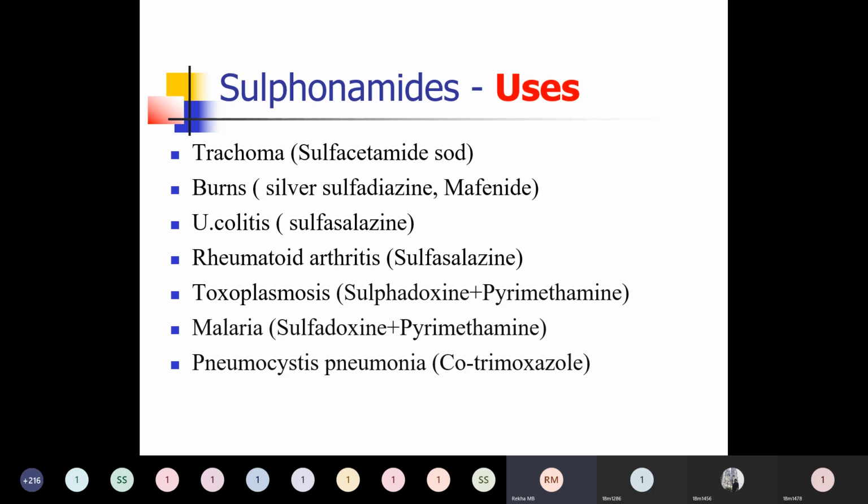Sulfasalazine can be used orally for its anti-inflammatory property in the treatment of ulcerative colitis and rheumatoid arthritis. Sulfadoxine in combination with pyrimethamine is used in the treatment of toxoplasmosis and chloroquine-resistant malaria. Sulfamethoxazole with trimethoprim, which is called cotrimoxazole, is used in the treatment of Pneumocystis jirovecii pneumonia, which is more common in HIV individuals and neutropenic individuals.